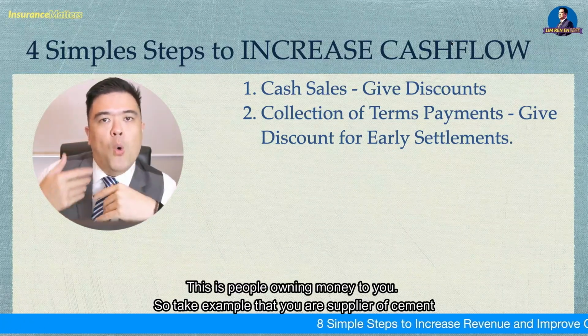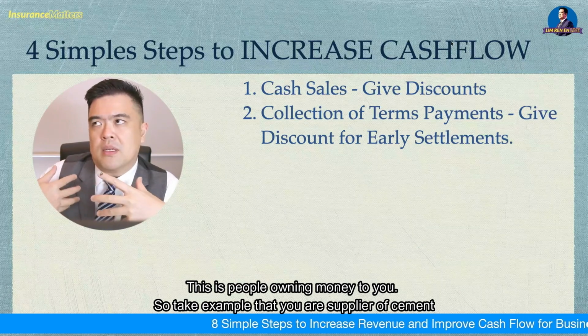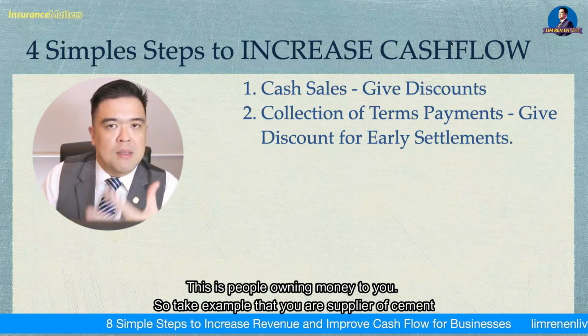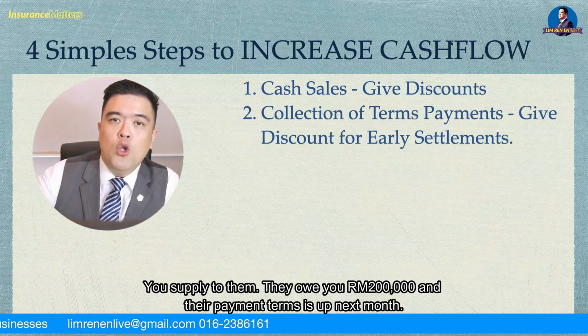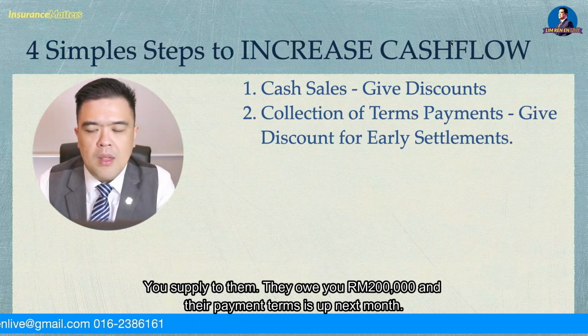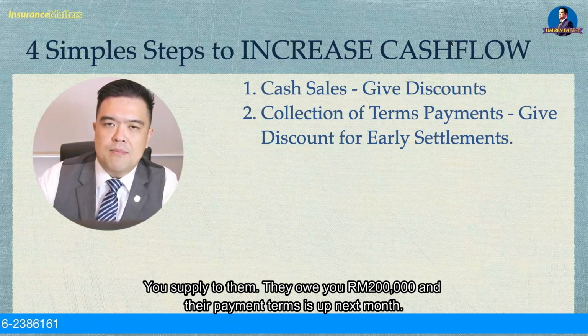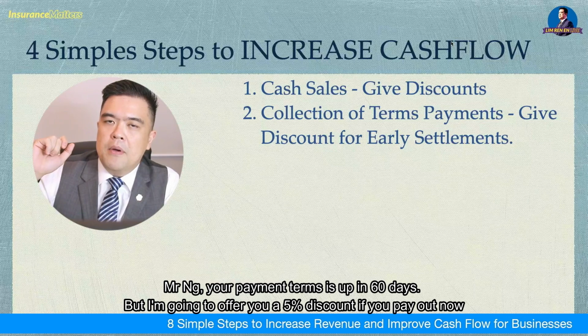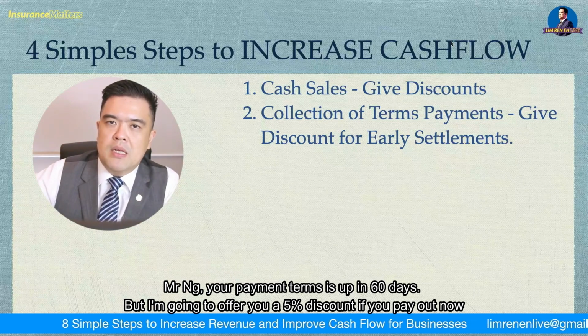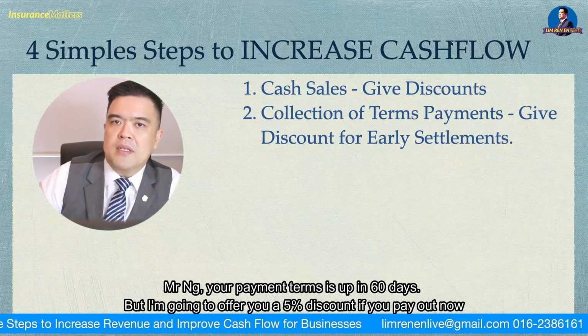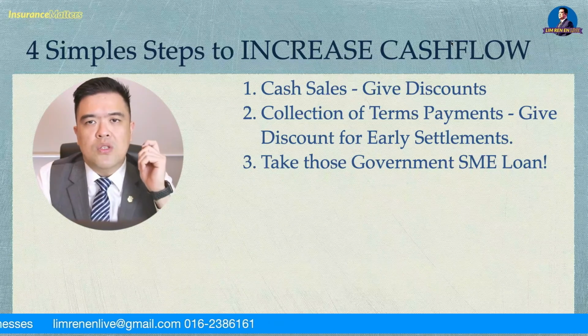Number 2, the collection terms for your payments. This is people owing money to you. Take the example that you are a supplier of, say, cement. You supply to them, they owe you, say, 200,000, and their payment term is up next month. Mr. X, your payment term is up in 60 days, but I'm going to offer you a 5% discount if you pay up now.